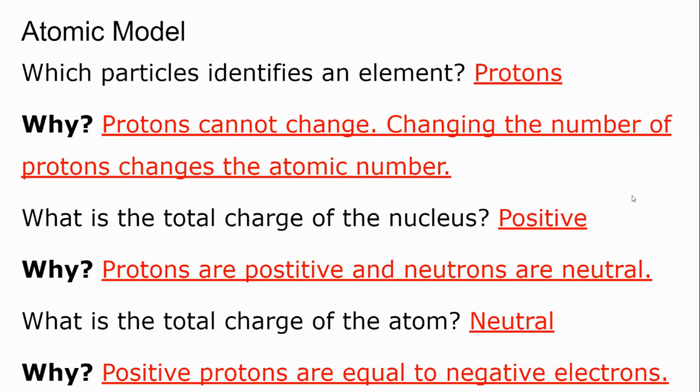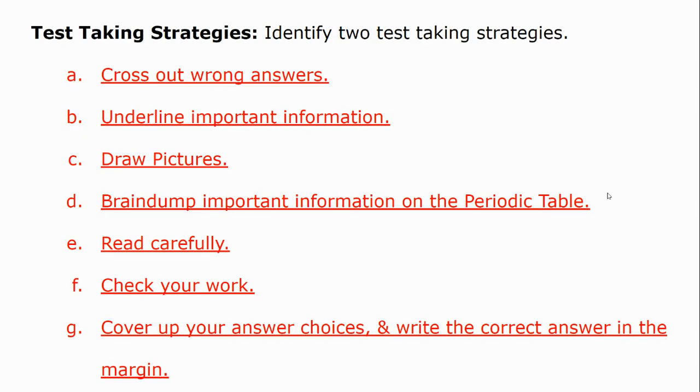Okay, so again, the protons identify the element. What is the total charge of the nucleus? We talked about that. It's positive because the protons are positive and the neutrons are neutral. And what is the total charge of the atom? Guys, the total charge of the atom is neutral. Okay, the total charge is neutral because the number of positive protons has to equal the number of negative electrons in order for that charge to be 0.